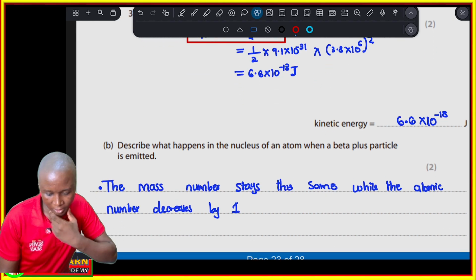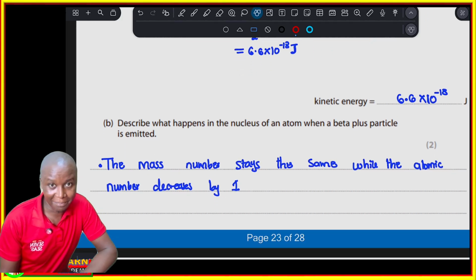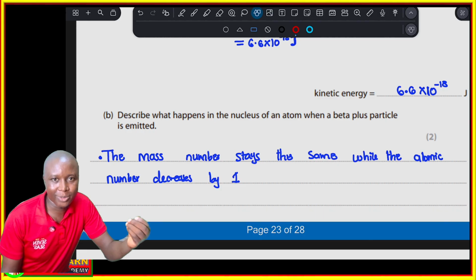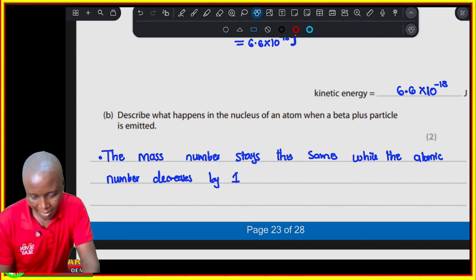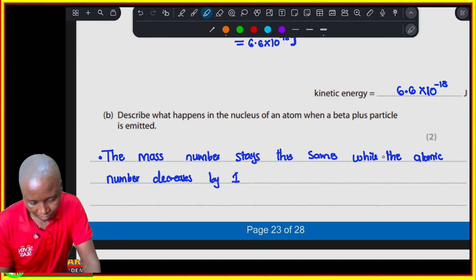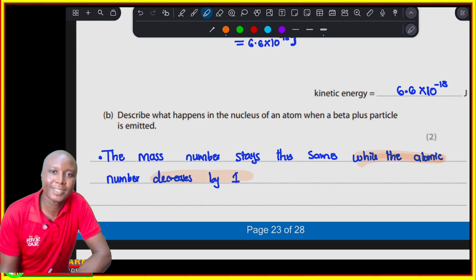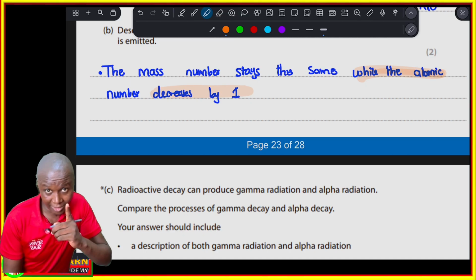Moving on to describe what happens to the nucleus when it emits a beta particle. When a beta plus particle is emitted, the mass number stays the same, but the atomic number decreases by 1. But if it was a beta minus, the atomic number, or the proton number, will increase by 1. This is a beta plus. So if it's a beta plus, remember the atomic number decreases by 1. If it was beta minus, it will increase by 1. Beta minus, increase by 1. Beta plus, decrease by 1.